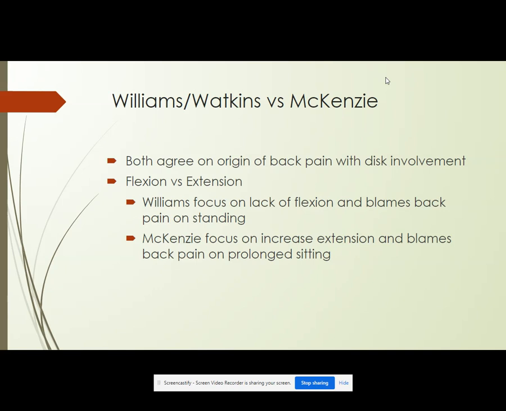Now, it's basically the decision between is it a flexion problem or an extension problem. Williams focuses on the lack of flexion in the general population and blames back pain on standing too much. Basically, because of our reduced amount of flexion and movement in our spine, because we stand and are erect humans, that is why we have pain. McKenzie, on the other hand, likes to focus on increasing extension and blames back pain on prolonged sitting most often.